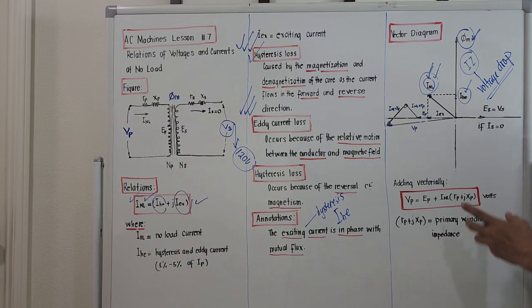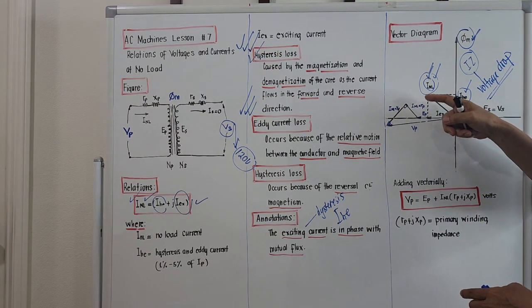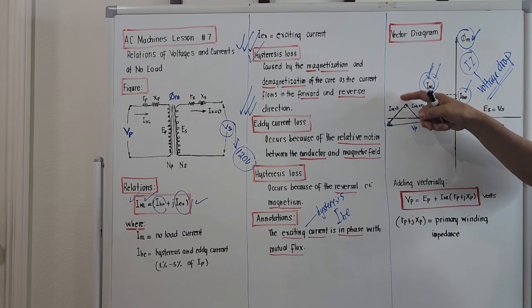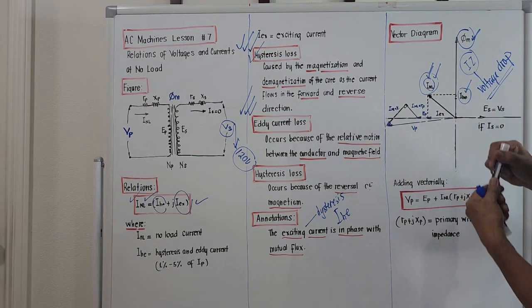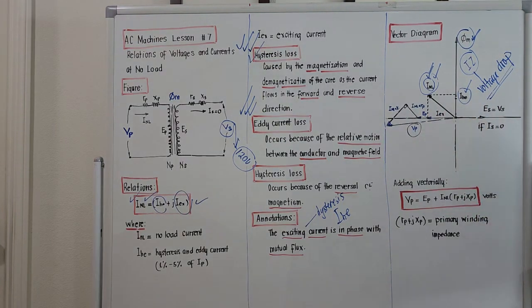Okay. So the vectorial sum of E sub P plus the product of I no load R sub P and the product of I no load times X sub P is actually V sub P. You got it?